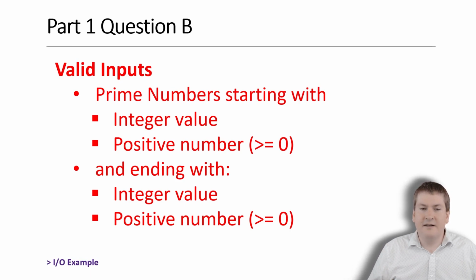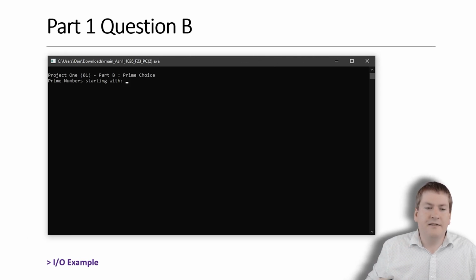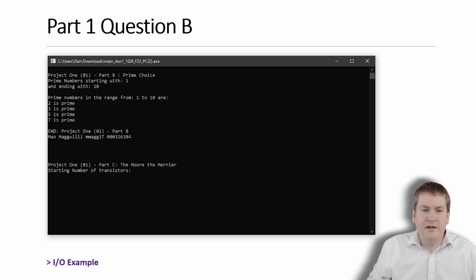So let's take a look at an example of what this might look like. Here we can see it's asking for the starting number. For this example, we'll do something simple like a 1, and we'll say the ending number is 10. So it has to go through all of those numbers, 1 to 10, check if they're prime, and only if they're prime, output the value.